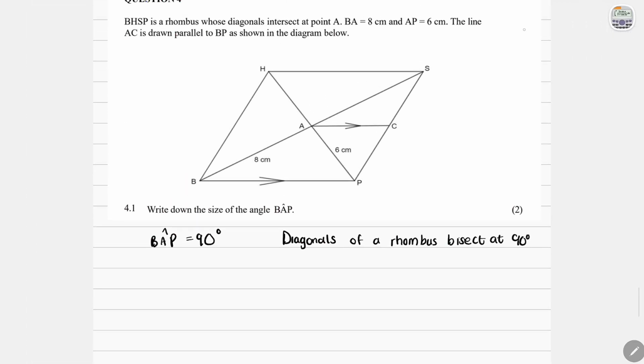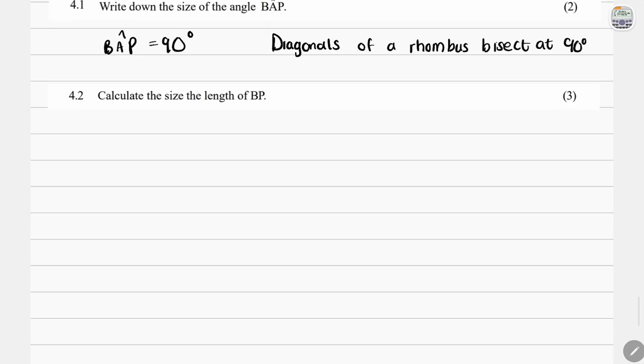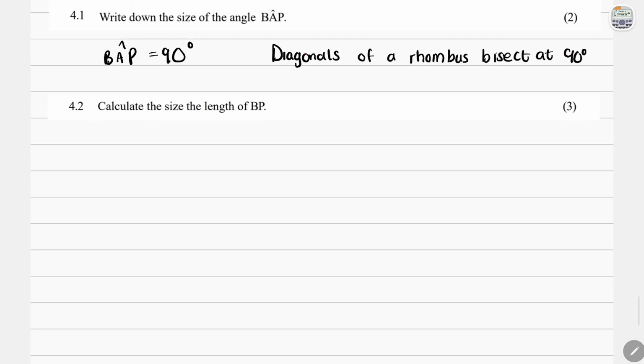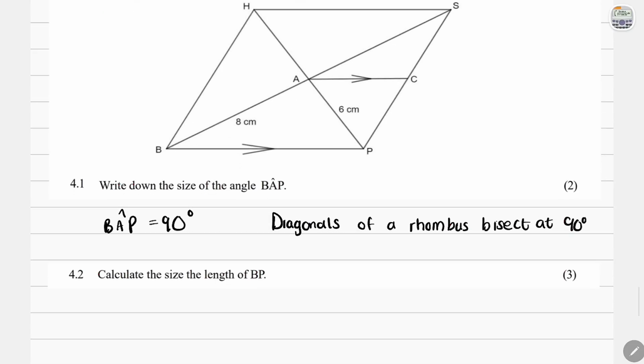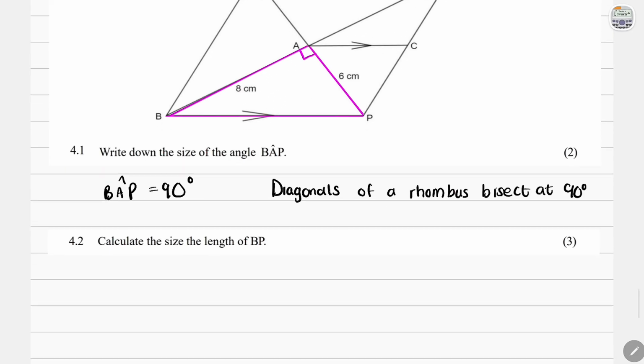Moving on to the next question. And then there is question 4.2, calculate the length of BP. So in the 2024 paper, they just went straight to that, asked for that length. And then they scored 4 marks for that. So this BP, how do you find the length of it if you know this is 90 degrees? Well, do you see now that this has created a right angle triangle? That's what we have here. And what is missing is the side right opposite that right angle. So the hypotenuse is missing.